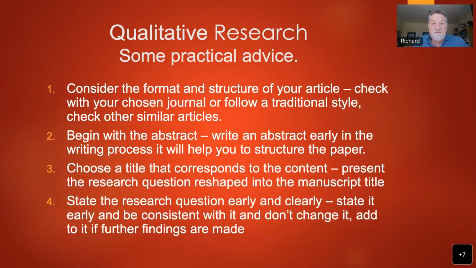Some practical advice. Consider the format and structure of your article. Check with your chosen journal or follow a traditional style. Check with other similar articles. If you haven't done much qualitative work, it's always worth looking at journals and finding out how they've constructed their qualitative articles. Begin with the abstract. Write an abstract early in the writing process. It will help you structure the paper. And this is something I say about all research if you're writing for a paper. It's really helpful if you can do it right at the beginning. You can then know how you're going and where you're going.